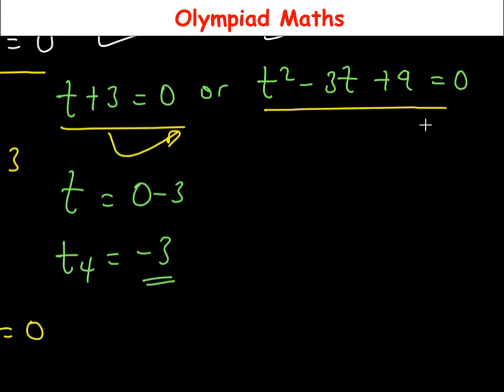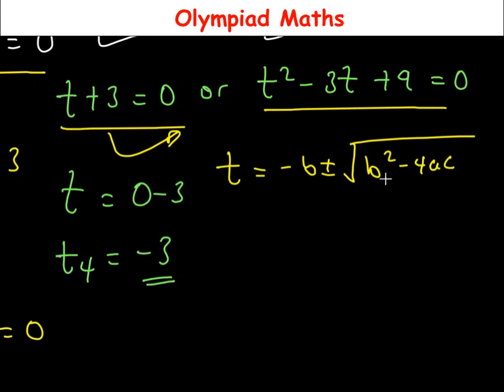Now, looking at this, we have a quadratic equation, and to solve for the value of t, we're going to make use of the quadratic formula. So, with respect to t, the formula is given by t is equal to minus b plus or minus square root of b squared minus 4ac, all over 2a. And in this case, the value of a is the coefficient of t squared, which is 1. The value of b is the coefficient of t, which is minus 3, while the value of c is the constant, which is plus 9.